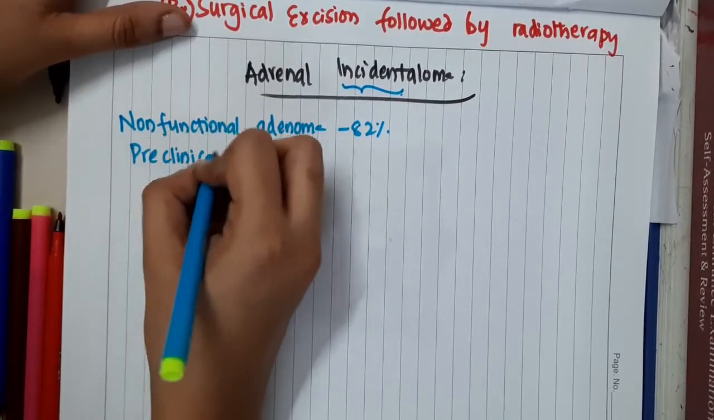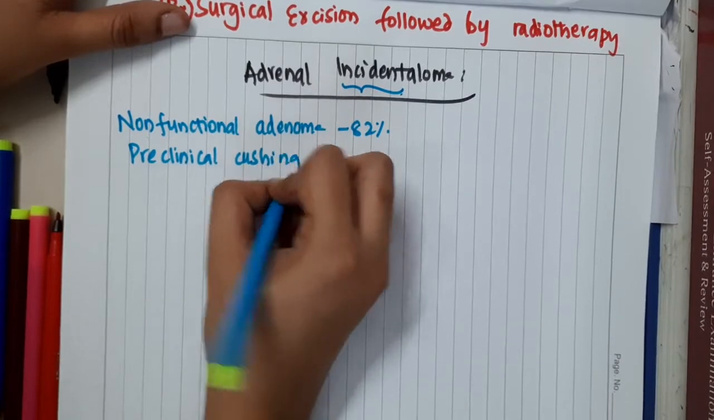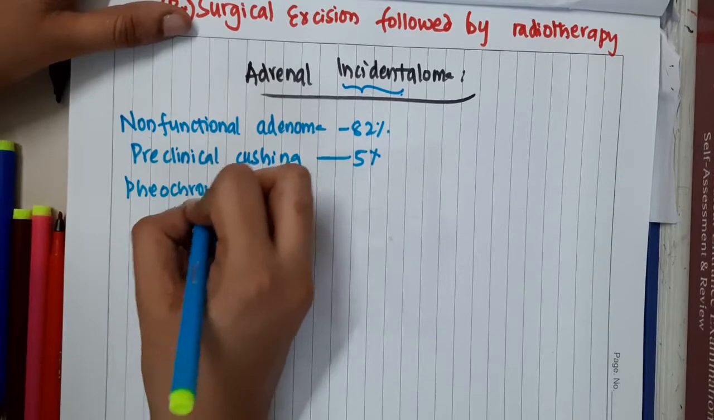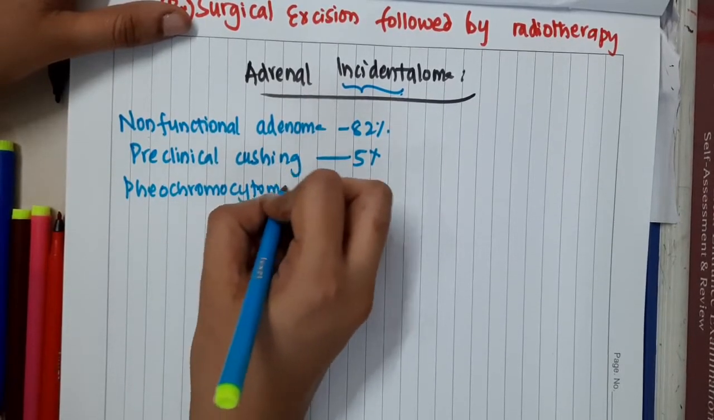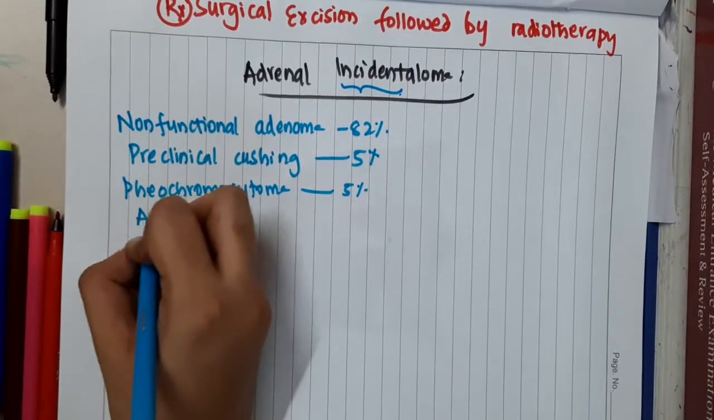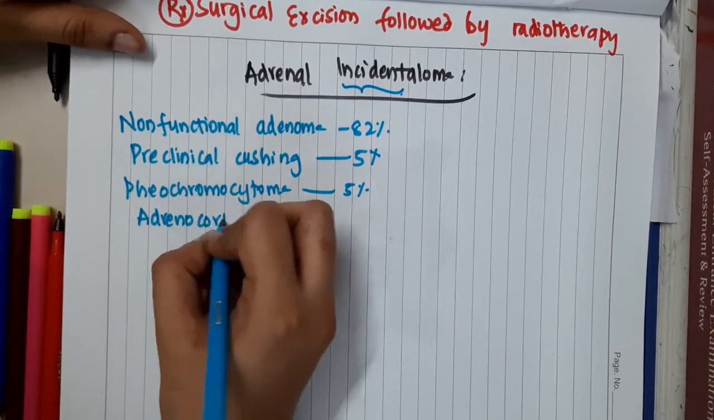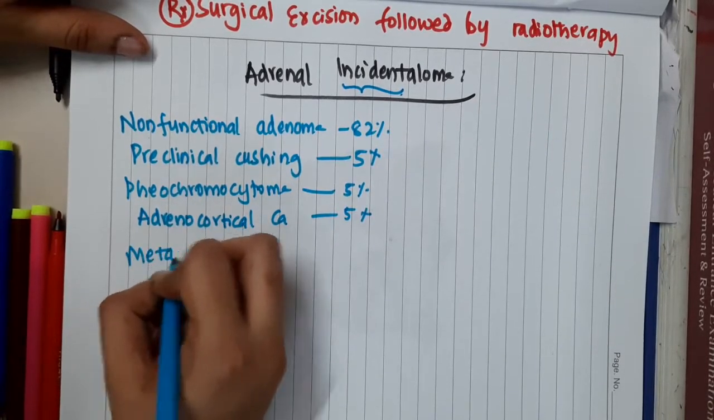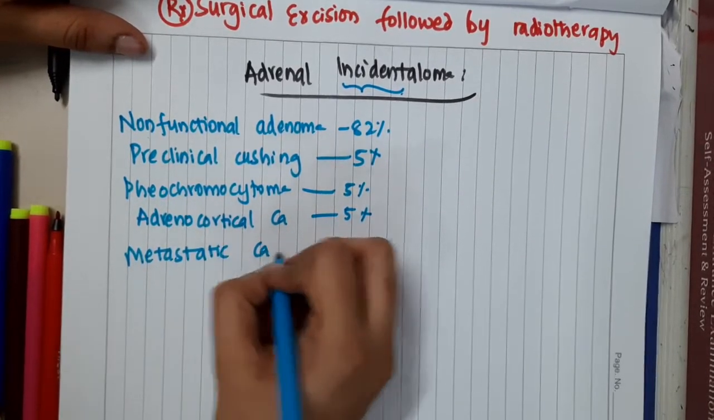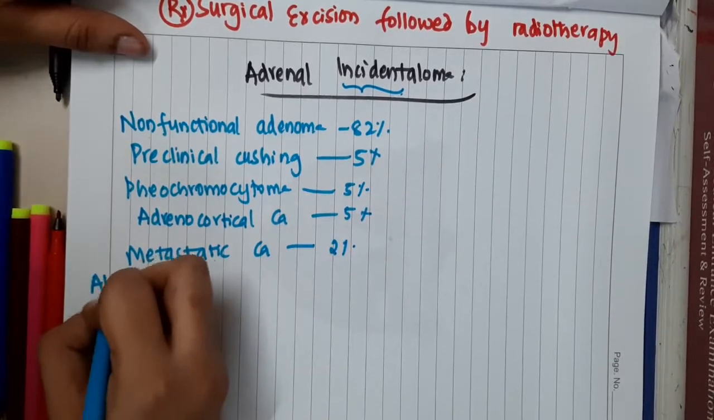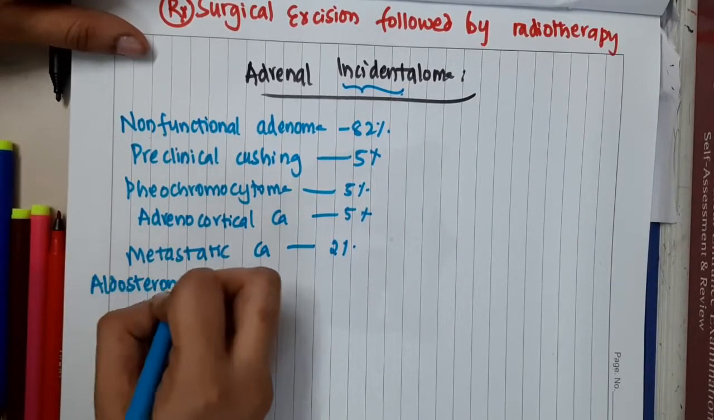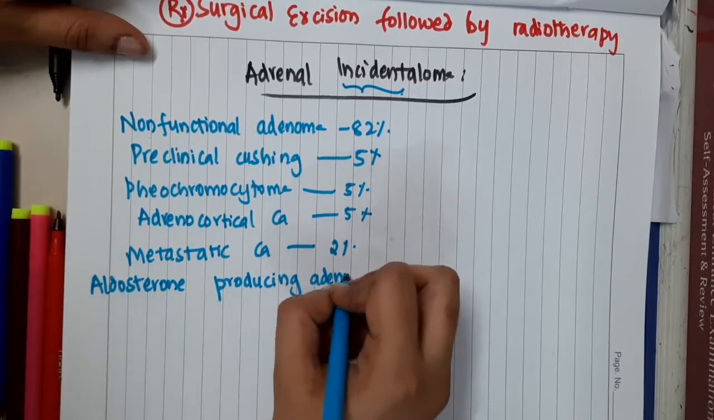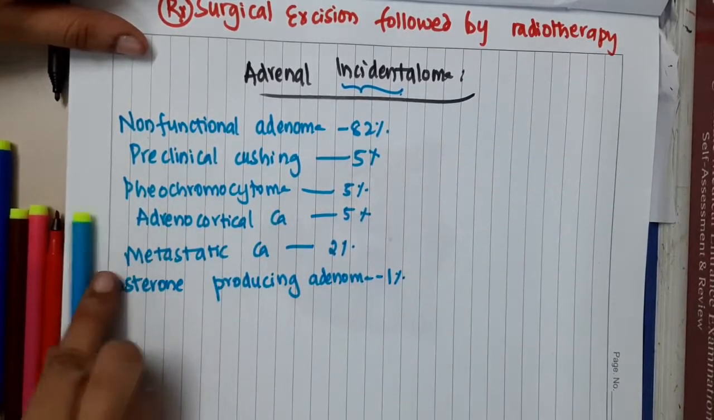Preclinical Cushing's will constitute around 5% of incidentalomas. Pheochromocytoma will constitute around 5% of incidentalomas. Adrenocortical carcinoma will constitute 5% and metastatic carcinoma will constitute 2% and aldosterone producing adenomas will constitute around 1% of tumors.